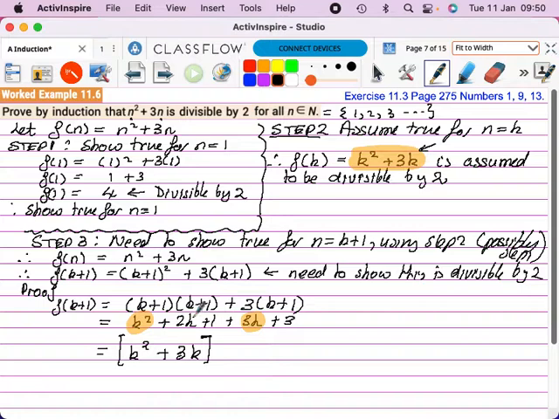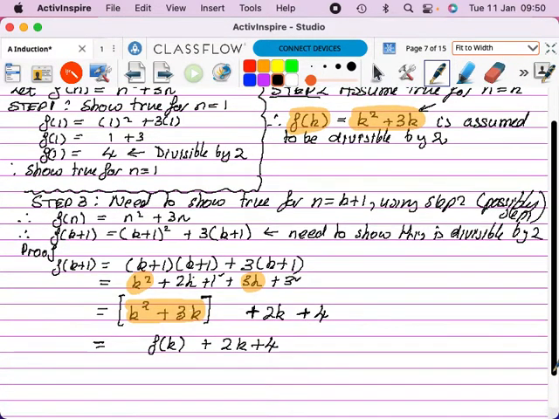So I've got a 2k. So here's my plus 2k. I've got a plus 1 and a plus 3. And a plus 1 and a plus 3 is a 4. What is that k squared plus 3k? Well, that is step 2. And what is step 2 notation? Step 2 notation is f of k. So I've now got f of k plus 2k plus 4.